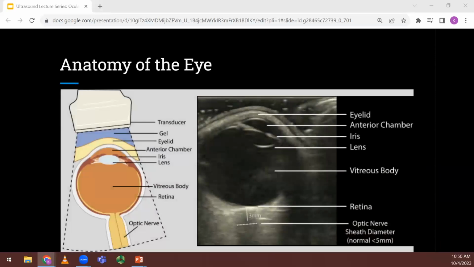Okay. So anatomy of the eye. Remember, anytime we're using an ultrasound, whatever is on top of the image is whatever is closer to the probe, right? So we're going to see the eyelid first, then we're going to see the anterior chamber. After that, we're going to see the lenses with the iris, the vitreous body over here, and then the retina, and finally we're going to see our optic nerve.